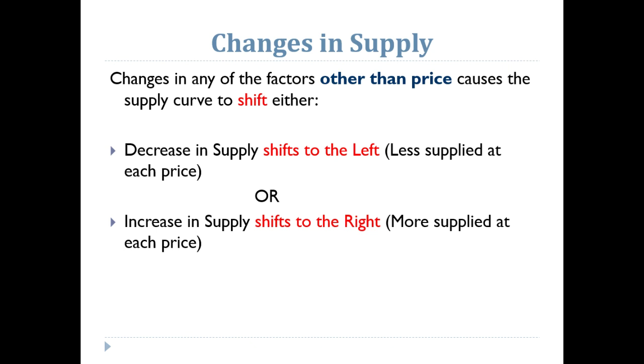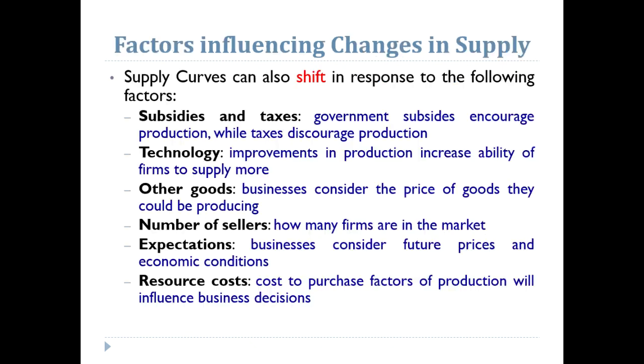Okay, so a decrease in supply shifts the supply curve to the left, and increase in supply will shift the supply curve to the right. In both situations, price is constant. Price is not changing, only the supply curve is shifting to the right or to the left. Clear, right? Okay. Now we are going to see what are the different factors influencing supply.